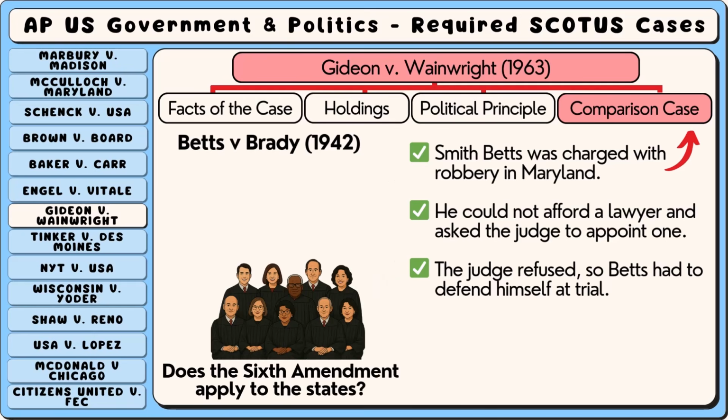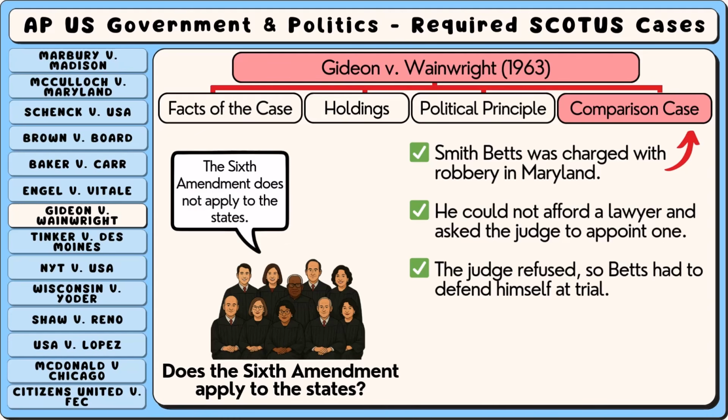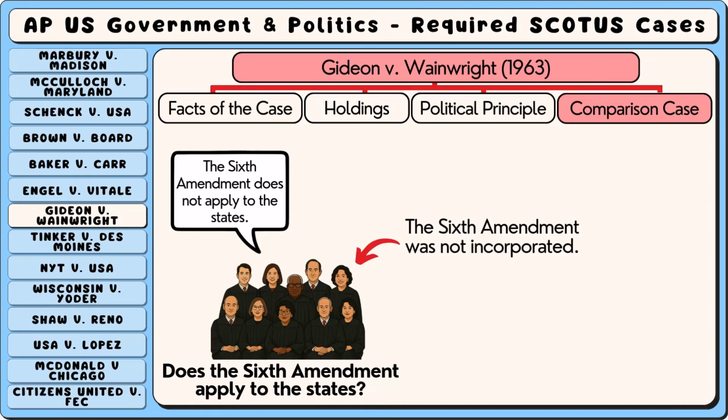When his case reached the Supreme Court, the justices were asked a question very similar to the one in Gideon's case. Does the Sixth Amendment right to counsel apply to state trials through the 14th Amendment so that states must provide lawyers to poor defendants? At this point in time, the Supreme Court ruled that the Sixth Amendment did not apply to the states, so it did not become an incorporated right.